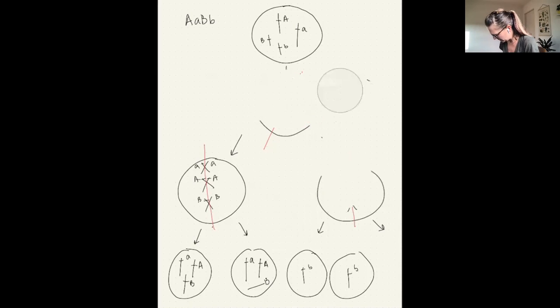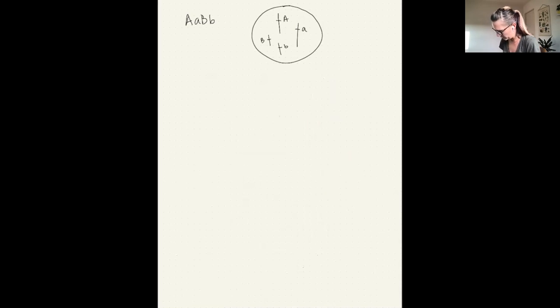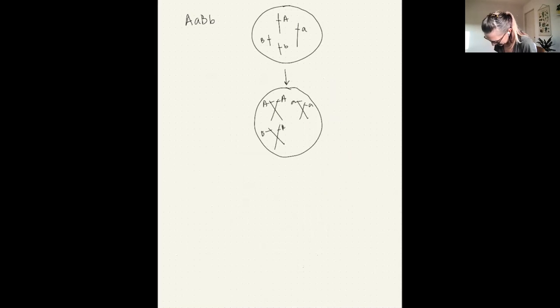If you then draw this out again, let's go ahead and do it. Let's draw out what it would look like if we had this in meiosis 2. So we're going to duplicate our chromosomes again to make our X's, our sister chromatids. And we have our metaphase plate.